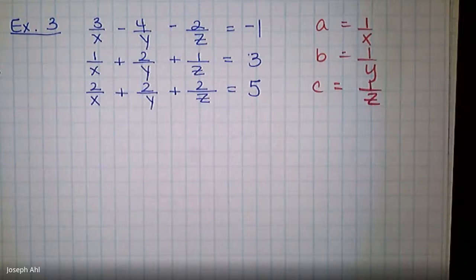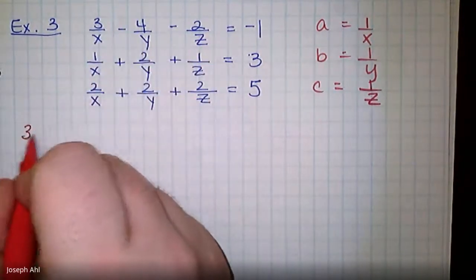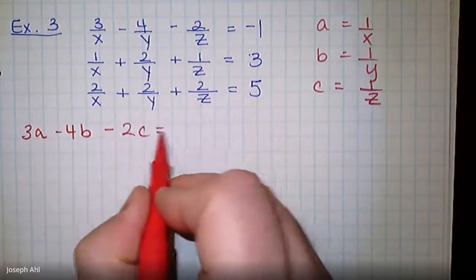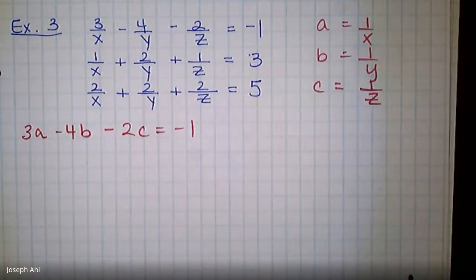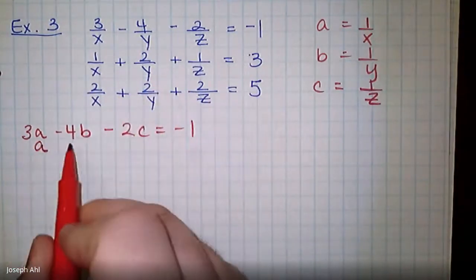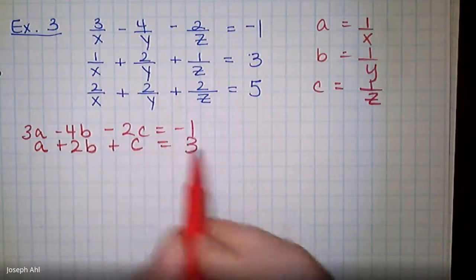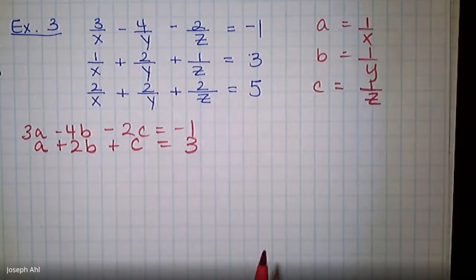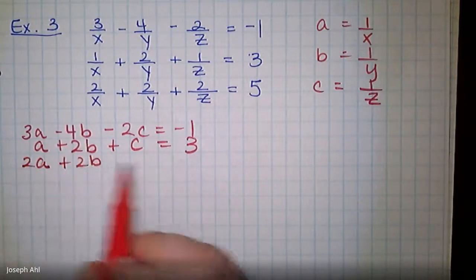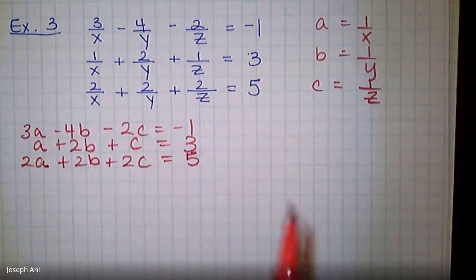And when I do that, then I can now go back to the system and change this into 3a minus 4b minus 2c is equal to -1. Middle row would say a plus 2b plus c is equal to 3. Bottom row, 2a plus 2b plus 2c is equal to 5.